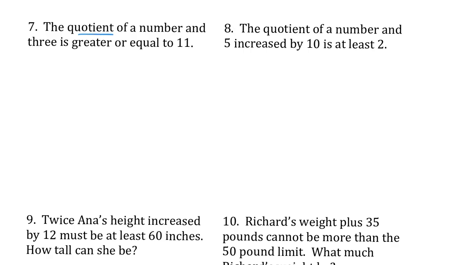Okay, quotient is divide. We're going to have like a fraction, something over fraction. Quotient of a number, so quotient of x and 3. So x over 3 is greater or equal to 11. That wasn't bad. Okay, since that's x divided by 3, I'm going to go ahead and times 3 on both sides.